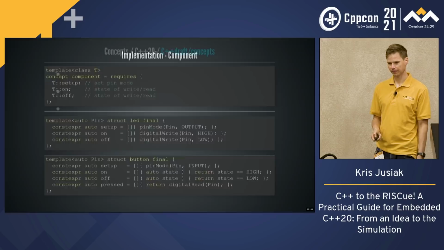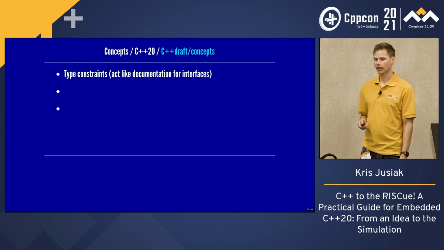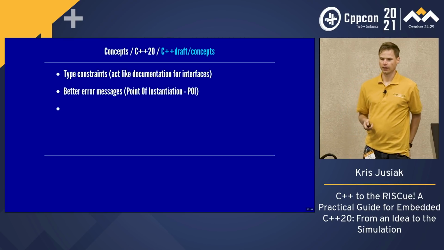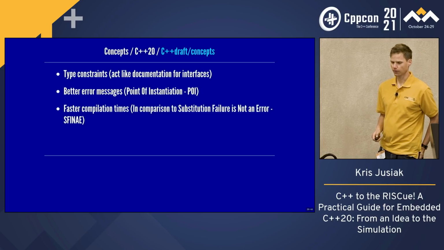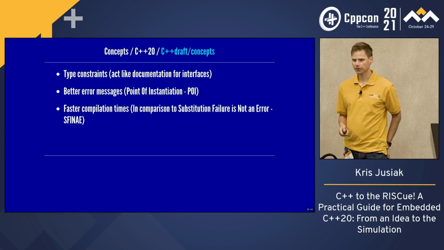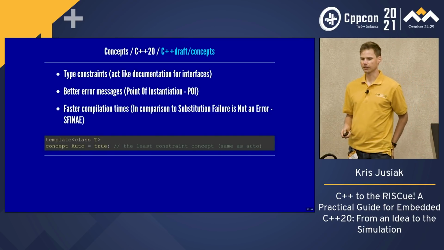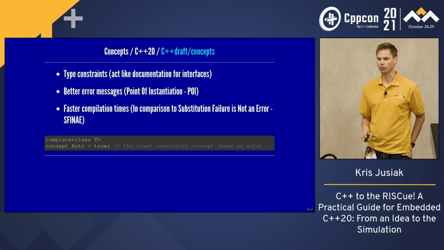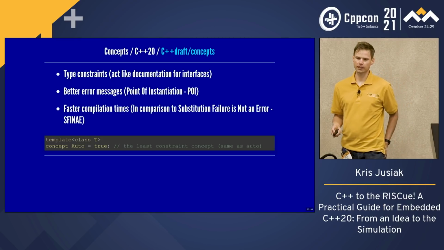So concepts quickly: type constraints act like documentation, better error messages, because we get them from the point of instantiation, not from the library code. Good for the experience. They claim to have faster compilation times. Haven't seen that yet, but potentially. And the syntax is very simple. We have a concept. That's the weakest concept you can think of. Always true. Auto is also considered the weakest concept.